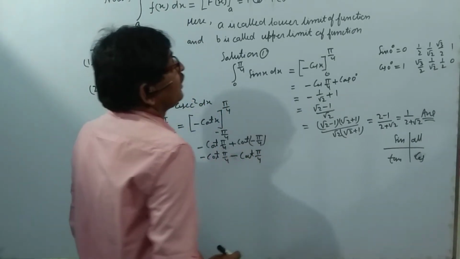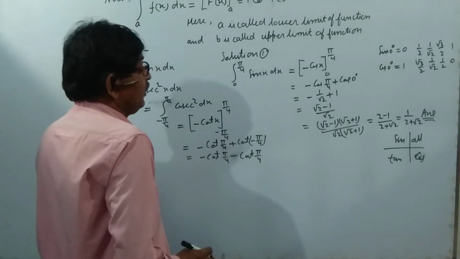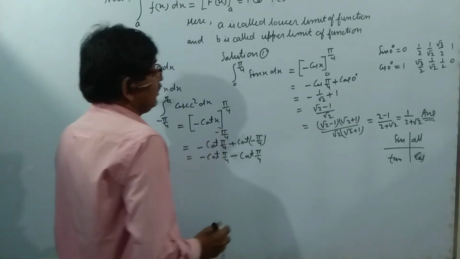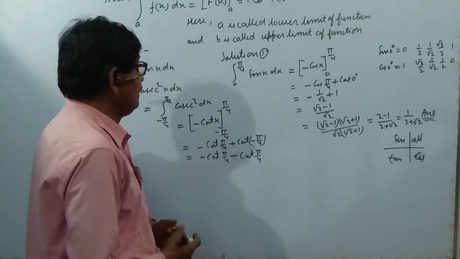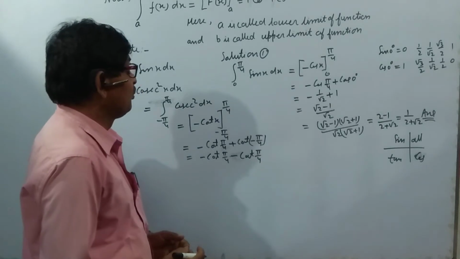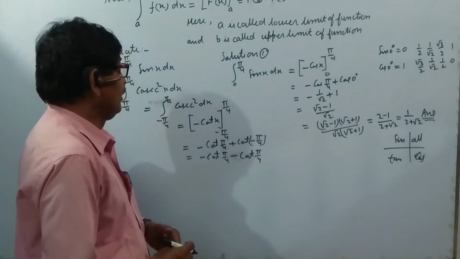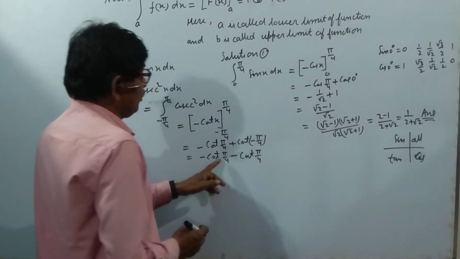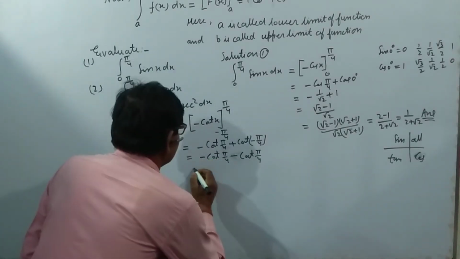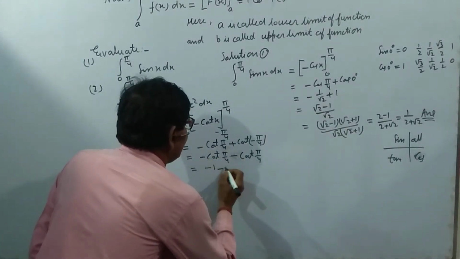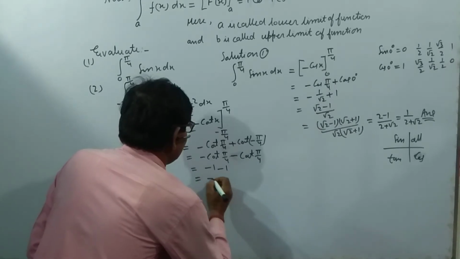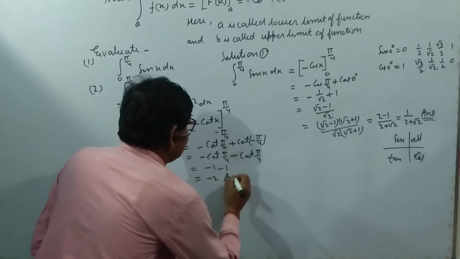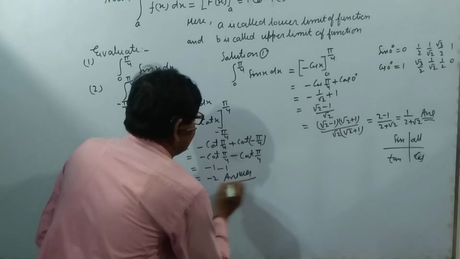As you know, tan 0 degree is 0, tan 30 degree is 1 by root 3, tan 45 degree is 1, so cot 45 degree is 1. So minus 1 and minus 1, this is equal to minus 2. This is our answer here.